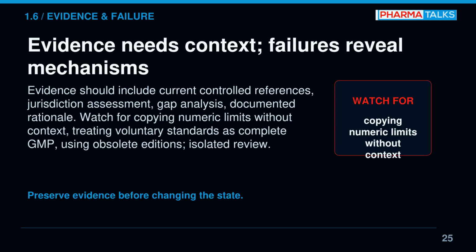Evidence needs context, failures reveal mechanisms. Before adopting any numeric value or requirement, confirm the current document version, jurisdiction, process type, and site commitments. Copying limits without context, treating a voluntary standard as complete GMP, or relying on an obsolete addition creates compliance and quality risk. A documented gap assessment should show how each applicable expectation is addressed.